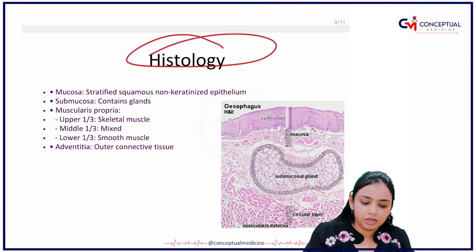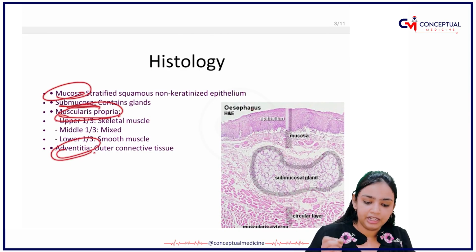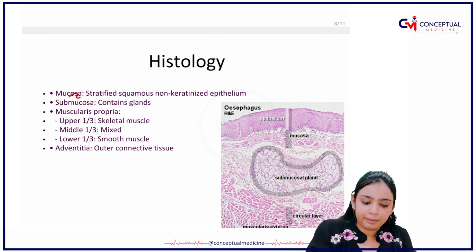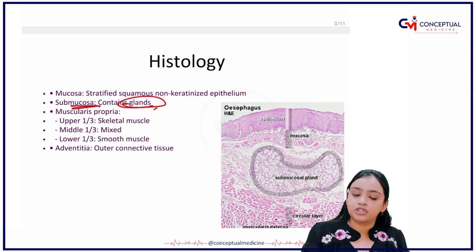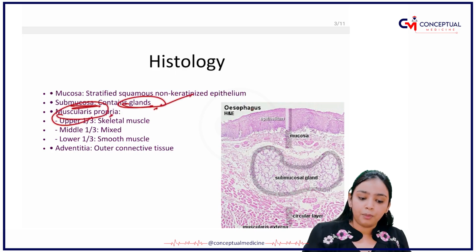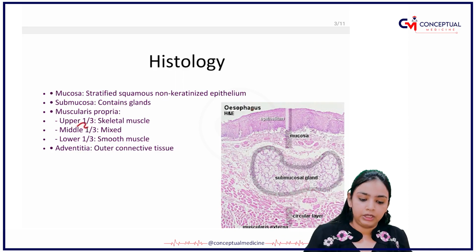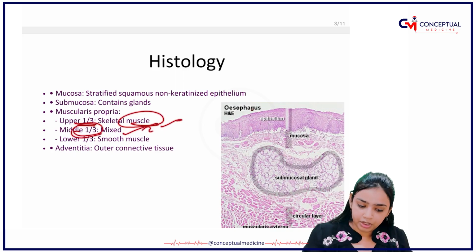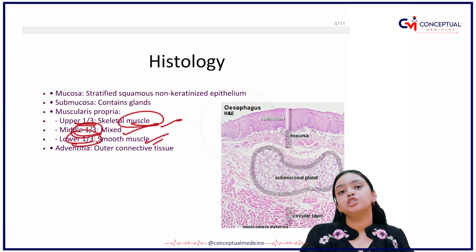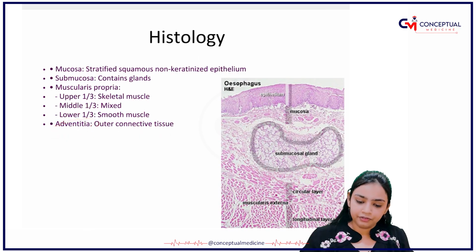See guys, this is the histology. It has mucosa layer, submucosa, muscularis propria and adventitia. This you need to remember: mucosa is a stratified squamous non-keratinized epithelium. Then you have the submucosa that contains your glands. Muscularis propria is divided into upper 1/3, middle 1/3, lower 1/3. In the upper 1/3 you have skeletal muscles, in the middle one you have mixed, and in the lower one you have smooth muscles. In the adventitia, you have the outer connective tissue.